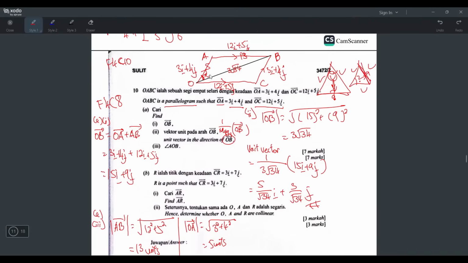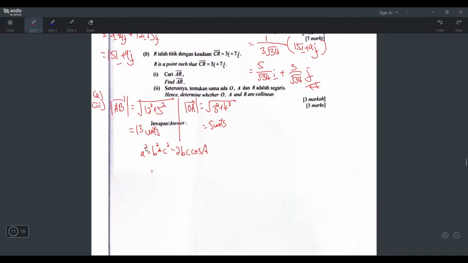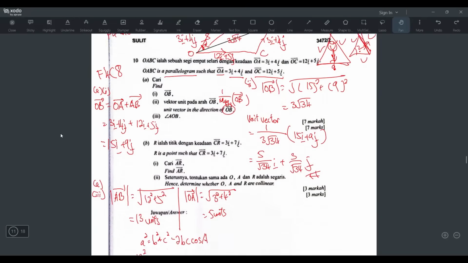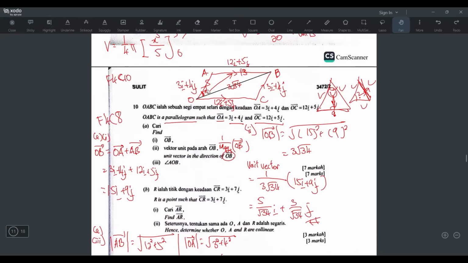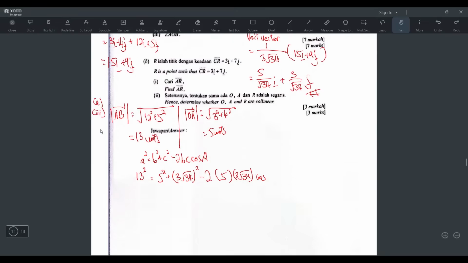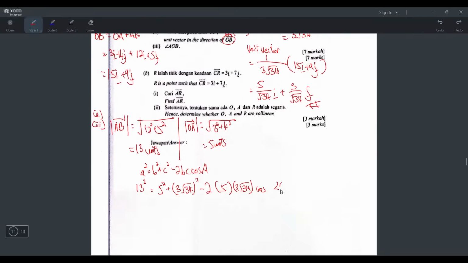So where's your angle? Here, right? So the opposite side is your A, 13. So 13 square equals what? The other two sides will be 5 square and 3 square root 34. So 5 square plus 3 square root 34 square, but I have to put bracket, because the 3 also has to be squared. And then minus 2bc. B is 5, C is 3 square root 34. And then cos A, the A is this angle, the angle X, but let's call it angle AOB.